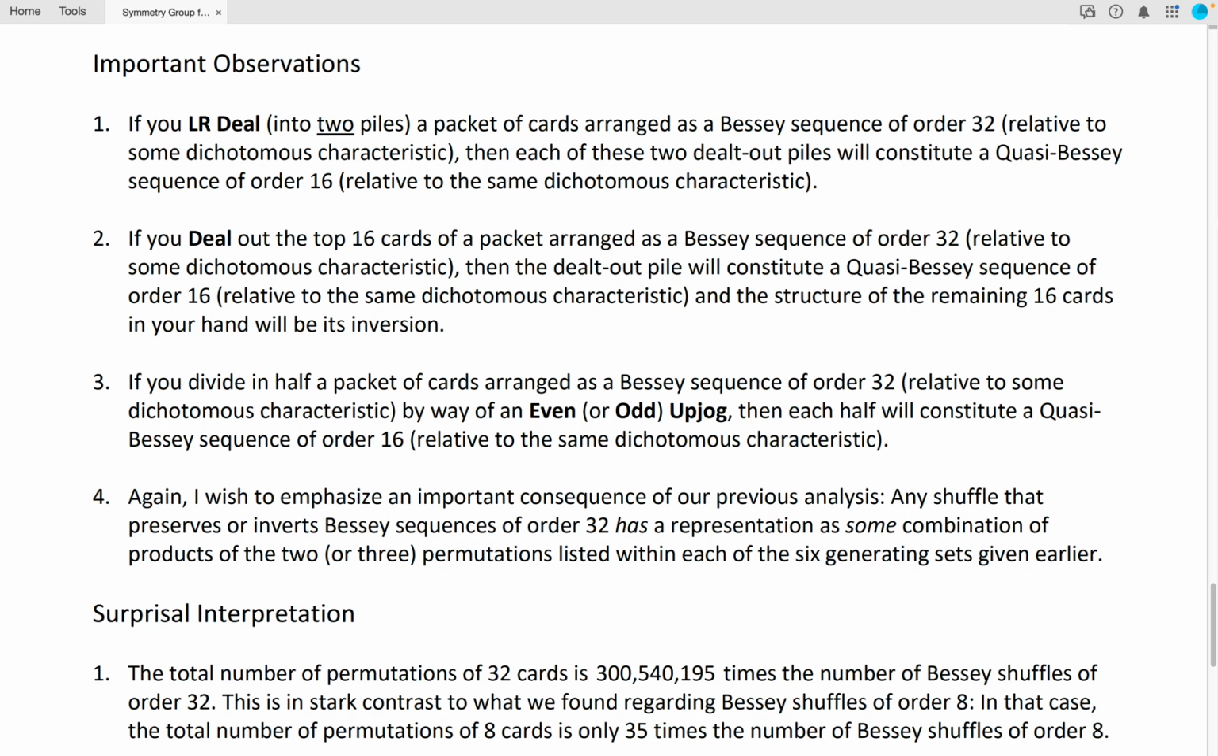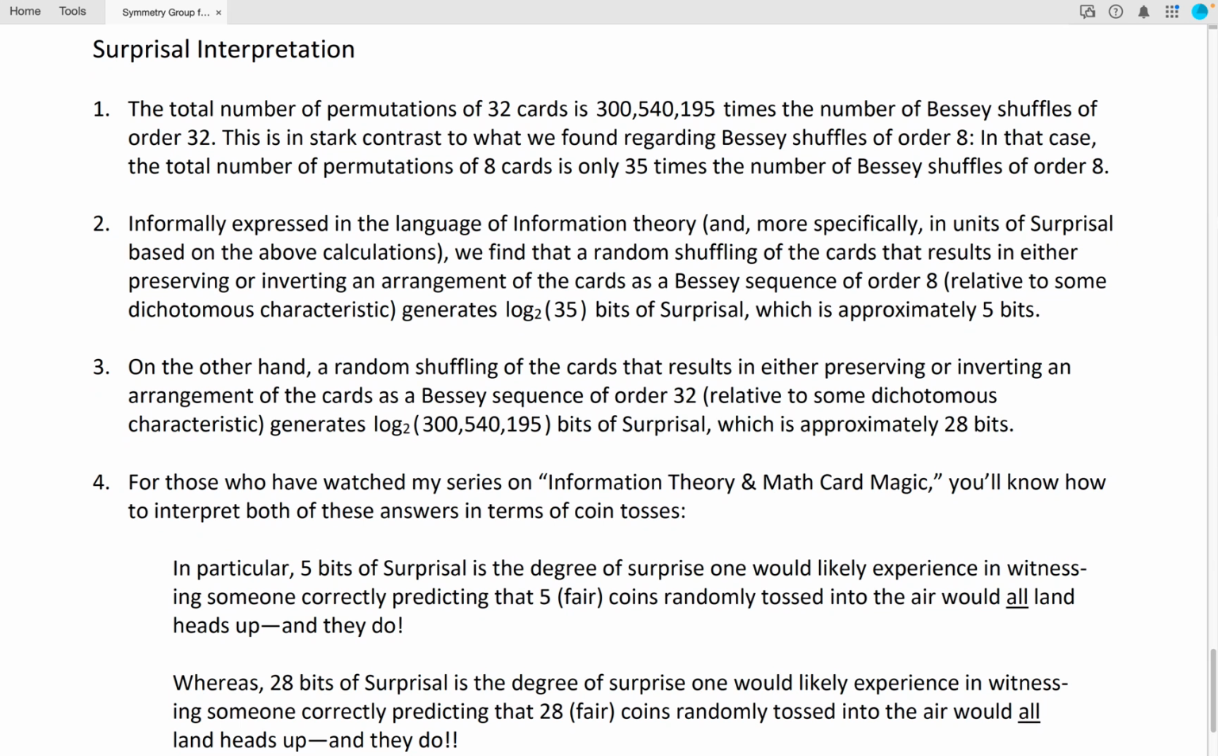4. Again, I wish to emphasize an important consequence of our previous analyses. Any shuffle that preserves or inverts Bessey sequences of order 32 has a representation as some combination of products of the 2 or 3 permutations listed within each of the 6 generating sets given earlier.